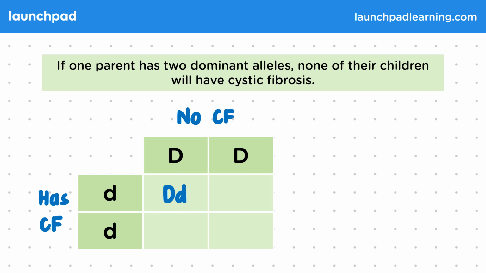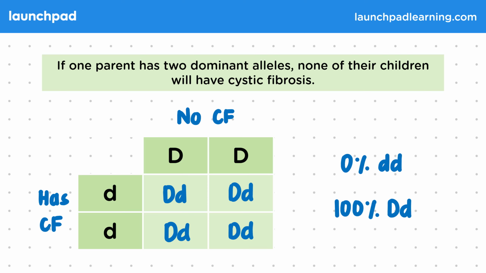Because one of the parents is homozygous dominant, none of their offspring will have cystic fibrosis because they will all have a dominant allele. Therefore, we have 0% homozygous recessive and 100% heterozygous. If both of the parents had the homozygous recessive genotype, all of their offspring would have cystic fibrosis. What about if one of the dominant alleles was recessive instead?